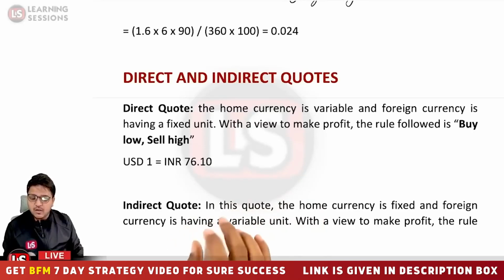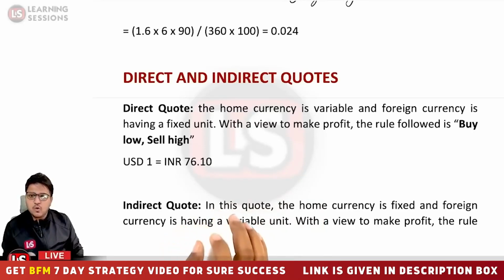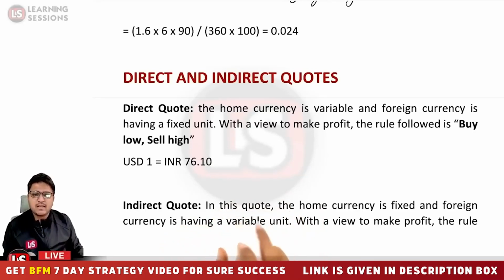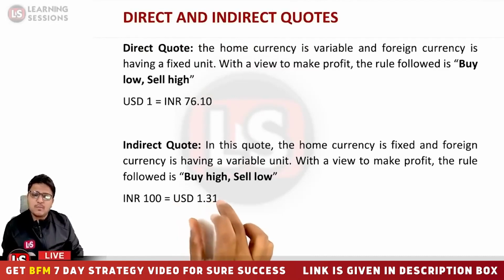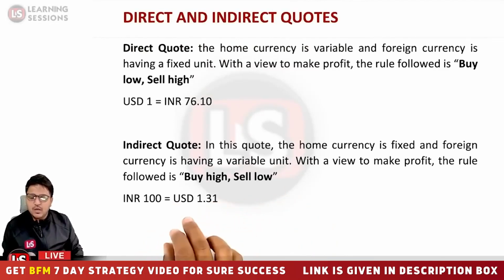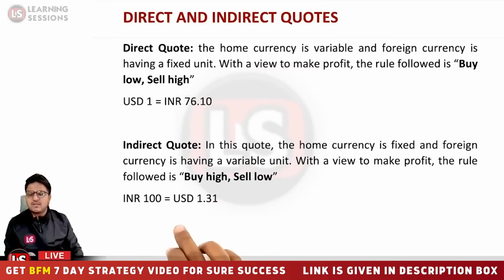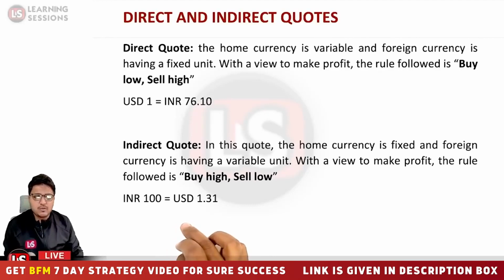What do you mean by indirect cost? Indirect cost is a case where the home currency is having a fixed unit and the foreign currency is variable. That is related to INR 100 is equal to USD 1.31. That is basically an indirect cost, and these are discontinued.